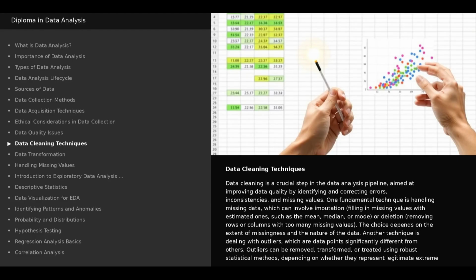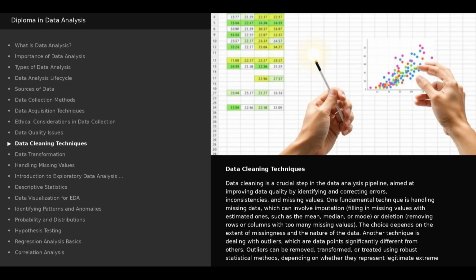Data cleaning is a crucial step in the data analysis pipeline, aimed at improving data quality by identifying and correcting errors, inconsistencies, and missing values. One fundamental technique is handling missing data, which can involve imputation, filling in missing values with estimated ones, such as the mean, median, or mode, or deletion, removing rows or columns with too many missing values. The choice depends on the extent of missingness and the nature of the data.